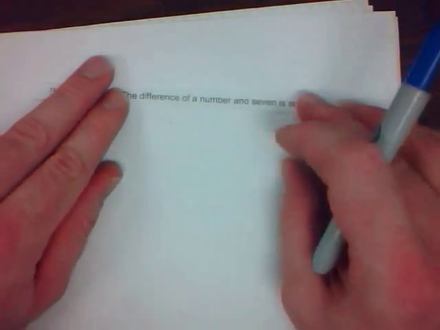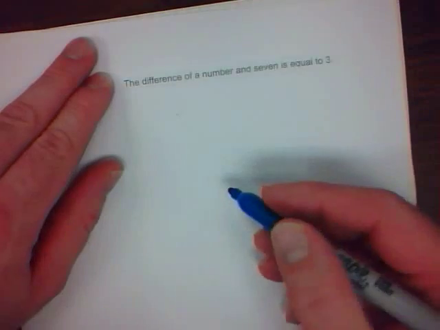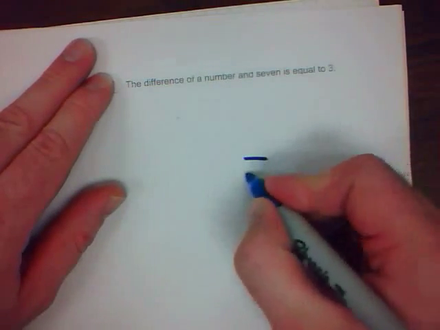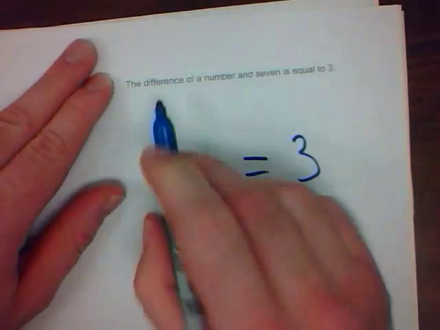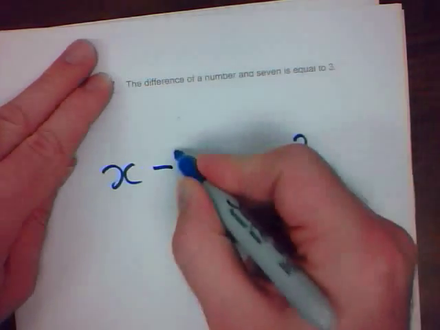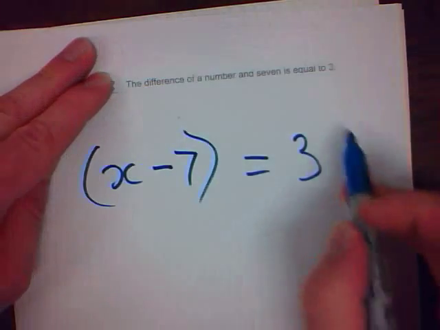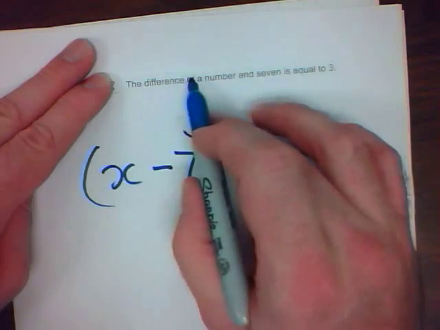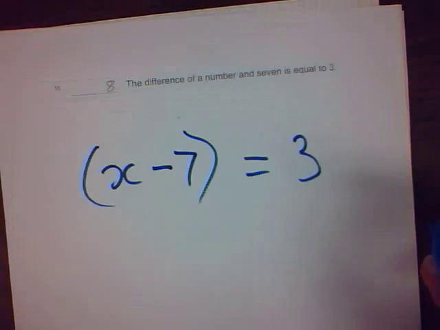Some more examples. There's my is equal to 3. The difference of a number and 7. A number minus 7. Again, in brackets, even though in this question it doesn't matter. Difference, be in the habit of putting in brackets.